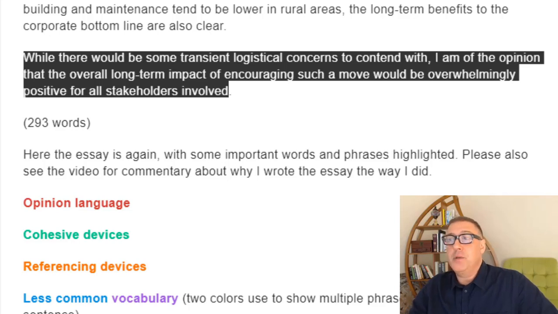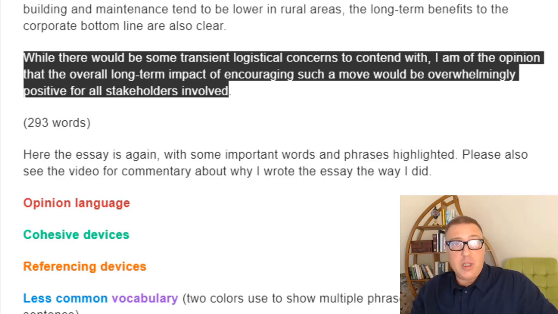Okay, so my conclusion, have I restated my ideas in a way that draws some conclusions about the situation, about what I think, and has left in the mind of the examiner what my ideas are and why I think them? So the answer here, if you think about it, I basically said there are some minor issues, some disadvantages with moving to a different area, but the overall effect would be good, and that's why I think it's a good idea for everybody involved.